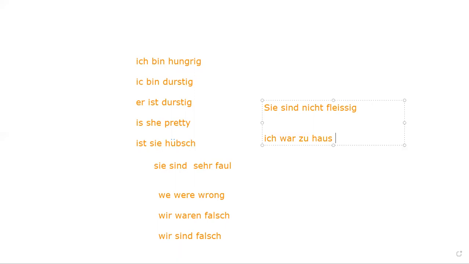Clear? Now, for example, if I will say we were serious. We were serious. So what we can say? Wir waren. Is it clear to your team? Clear? Ernst, we have serious. Ernst. So I can say we were serious. So I can say wir waren ernst. Is it clear to your team?